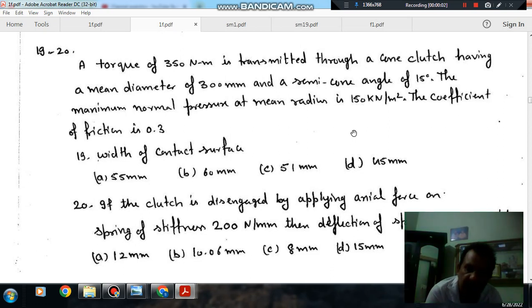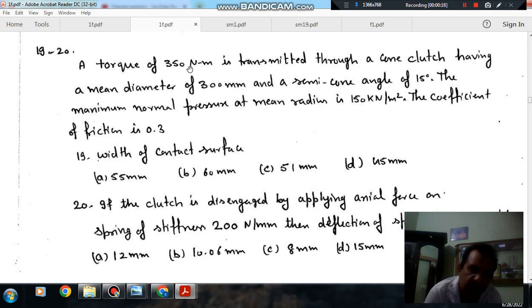Hello, welcome again. We are solving some questions of machine design. The topic is friction in screw, bearing and clutches. Question number 19 and 20 carries a common statement.